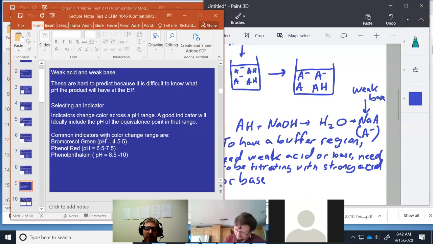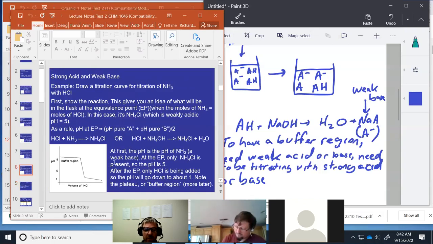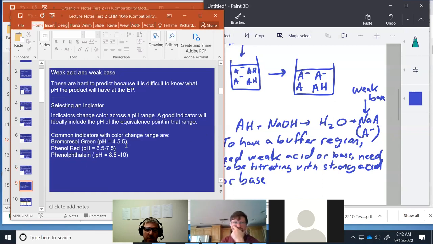Well, if you know what the common indicator ranges are, and these are the color change ranges: brom cresol green, 4 to 5.5, phenol red, 6.5 to 7.5, and phenolphthalein, 8.5 to 10. You don't have to memorize these. I actually give you these on the test. And if you wanted to select an indicator, what you would do is probably select the one that covered the equivalence point. So it's really that simple. So going back to this one here, the equivalence point is 5. So I'd probably choose brom cresol green.